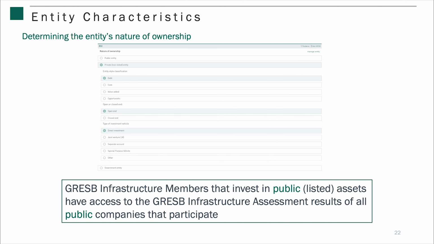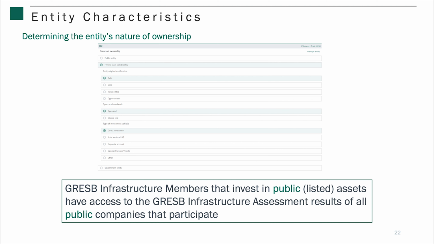The next indicator focuses on the entity's nature of ownership. The purpose of this indicator is to describe the ownership status and characteristics of the participating entity. It is very important to provide the correct nature of ownership because this status is used by GRESB to define peer groups and to share results.